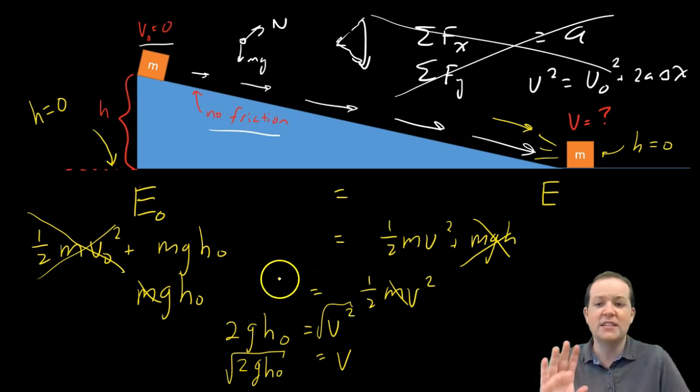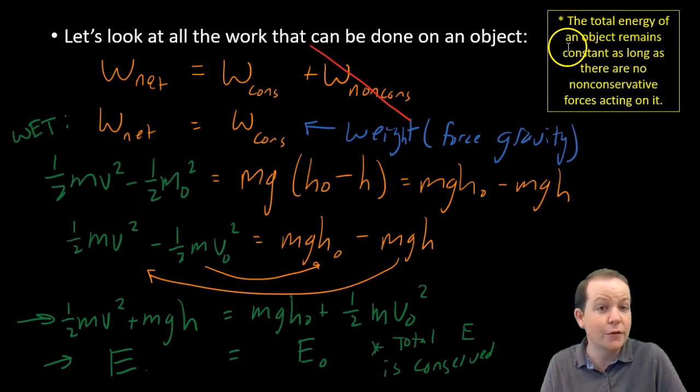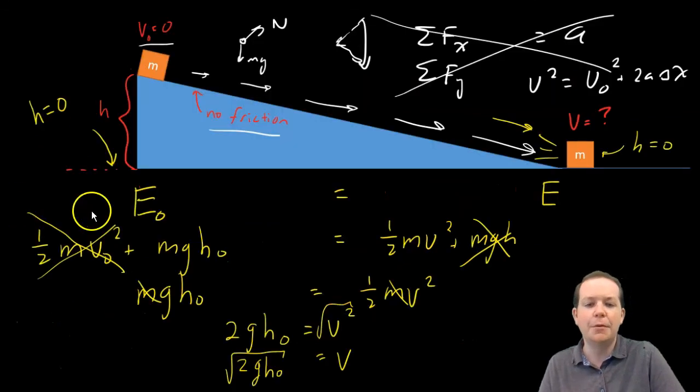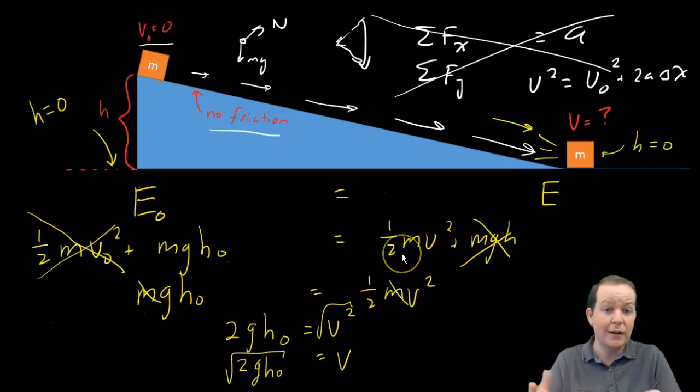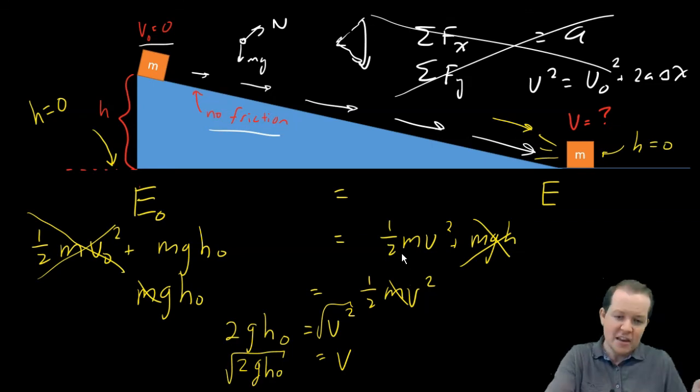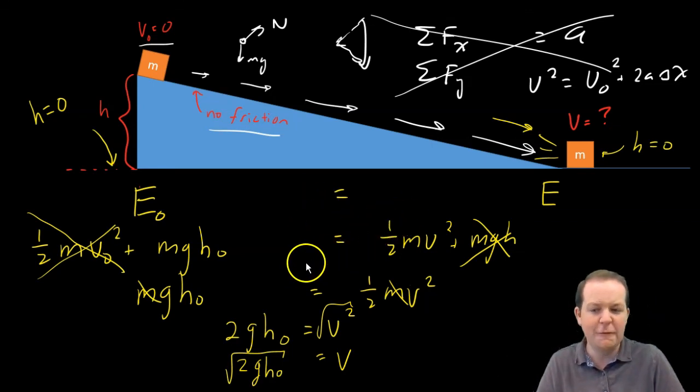It turns out, as long as there are no non-conservative forces, you can apply conservation of energy to pretty quickly find the object's maybe height or velocity or mass, depending on what information you're given.